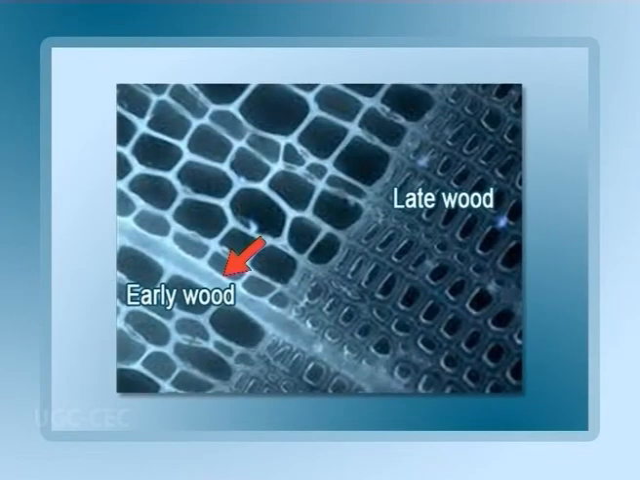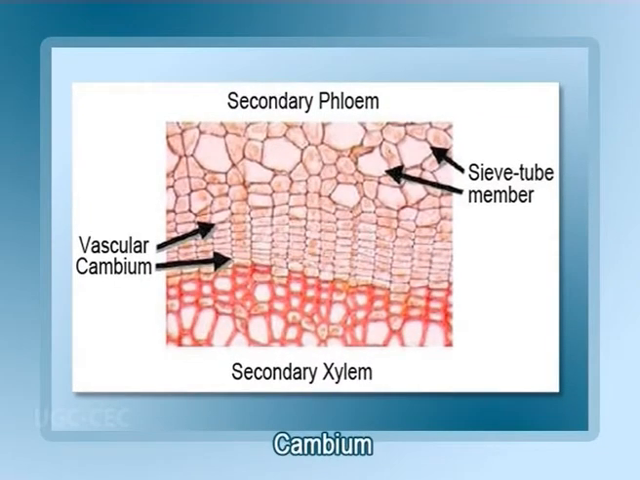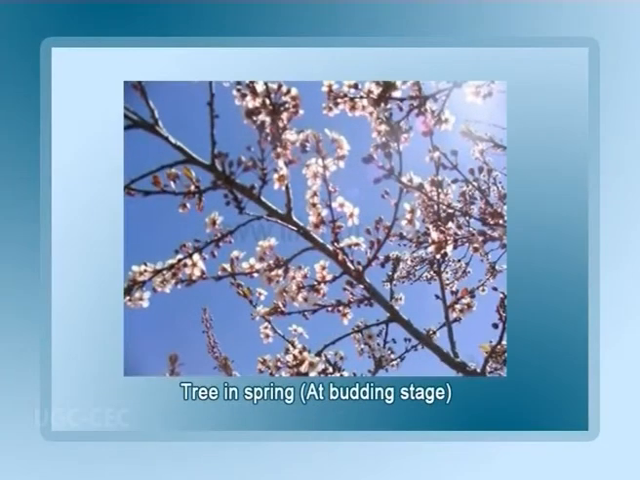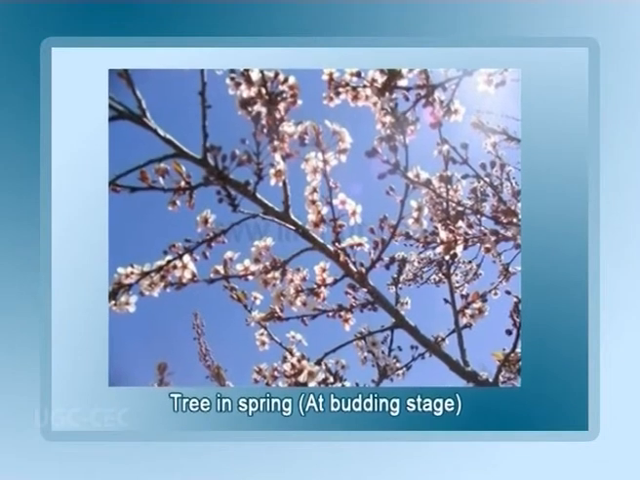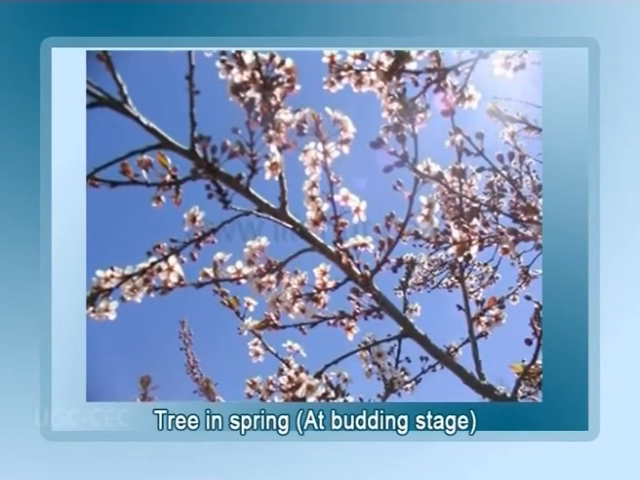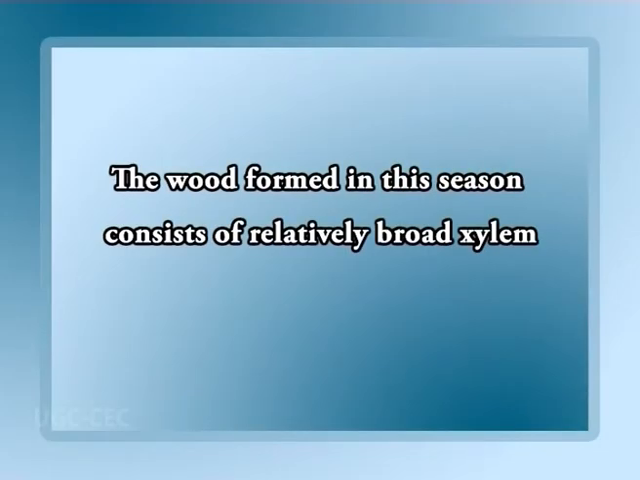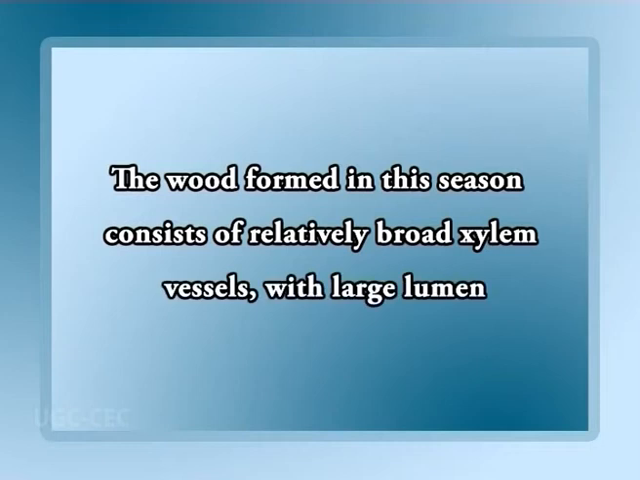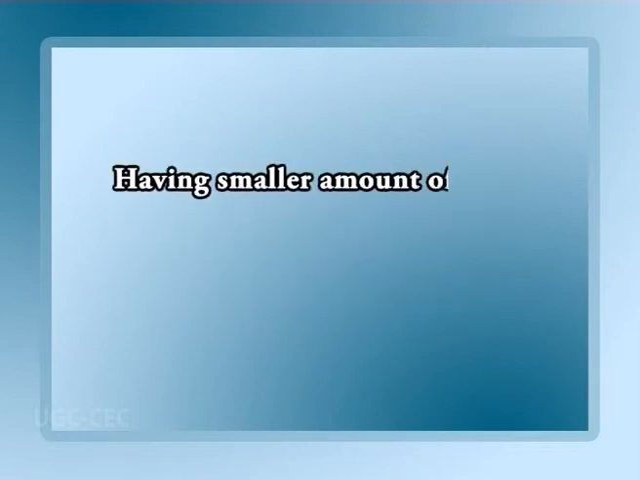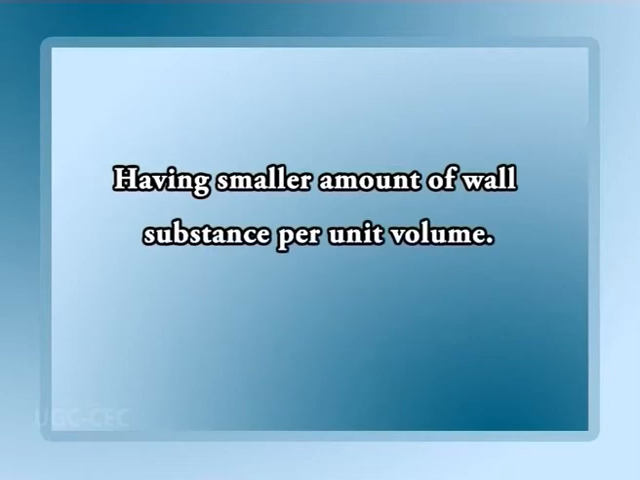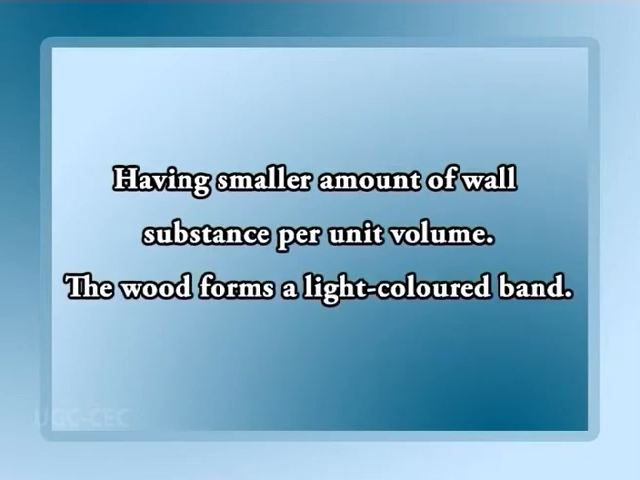The early wood is laid down in the spring and early summer when water, growth regulators and carbohydrate availability is highest. These factors initiate the activity of cambium. It is the season when new buds, leaves, flowers are formed and therefore more water and minerals are to be translocated within the plant body. Hence, the cambium is more active. The wood formed in this season consists of relatively broad xylem vessels with large lumen, having a smaller amount of wall substance per unit volume. The wood forms a light colored band.